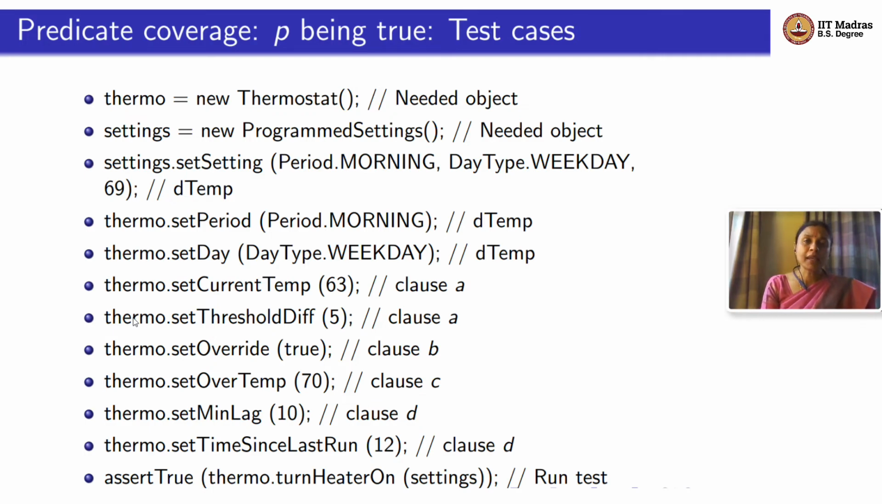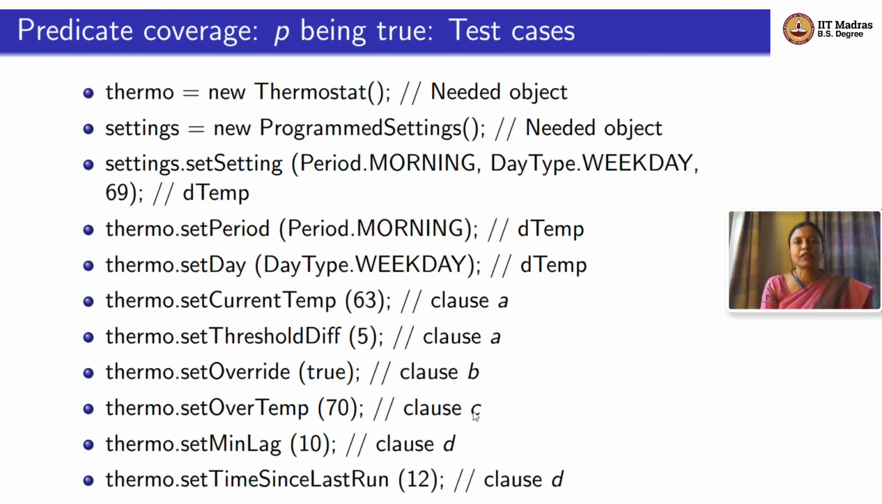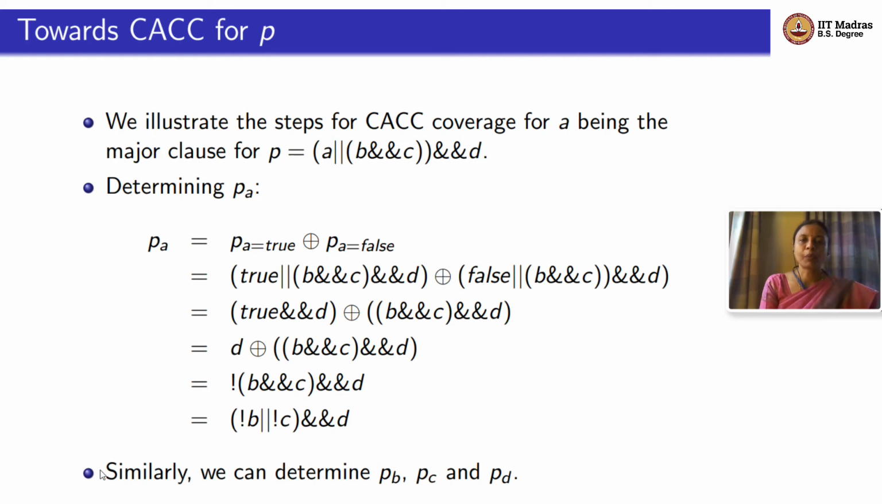But let's move on. And for the same predicate P, this predicate P, A or B and C and D, let's do clause coverage. Okay, CACC for P. So the same thing. You remember last time we have to determine PA. So set A to be true, XOR with set A to be false, substitute and simplify. So in the predicate P, set A to be true. So it's true or B and C and D. In the predicate P, set A to be false. So it's false or B and C and D. XOR these two. Use the laws of logic, simplify true and D, B and C and D.